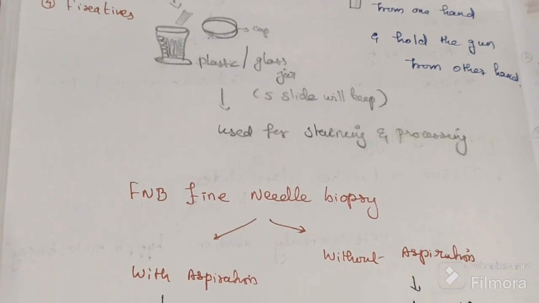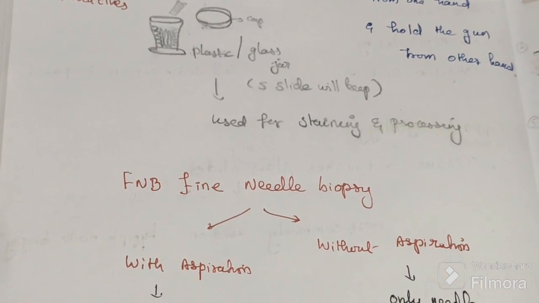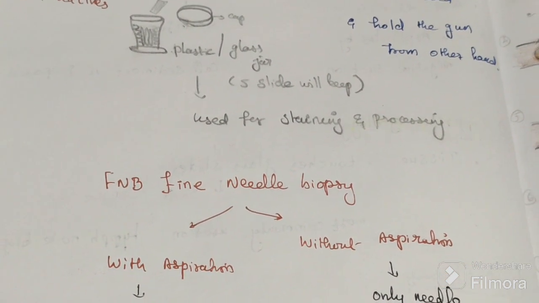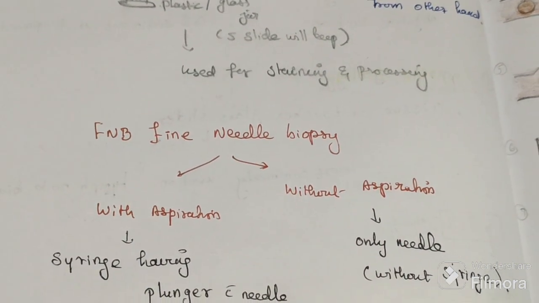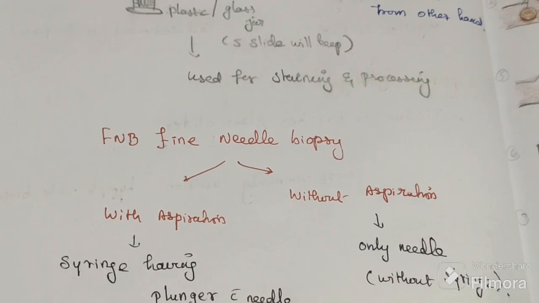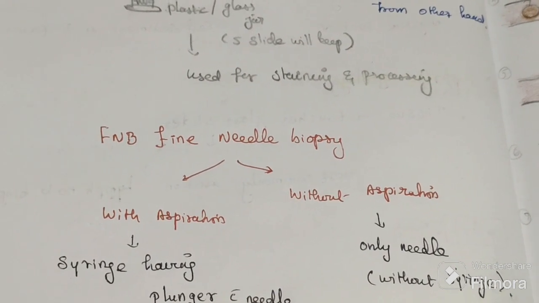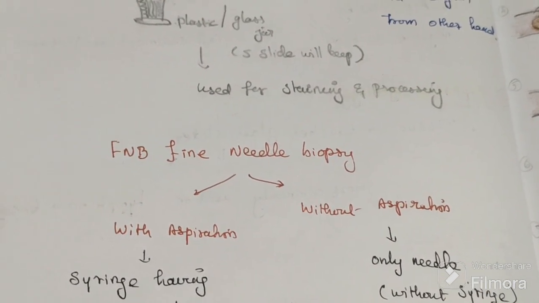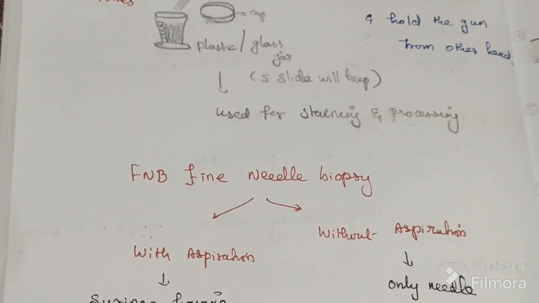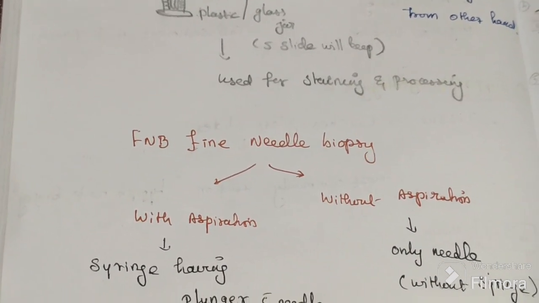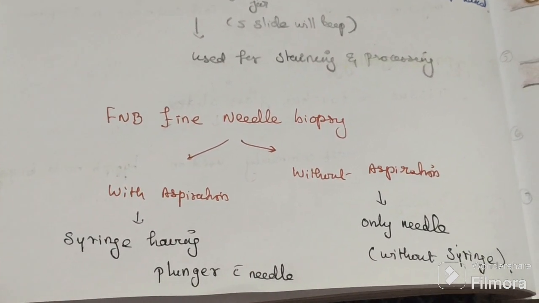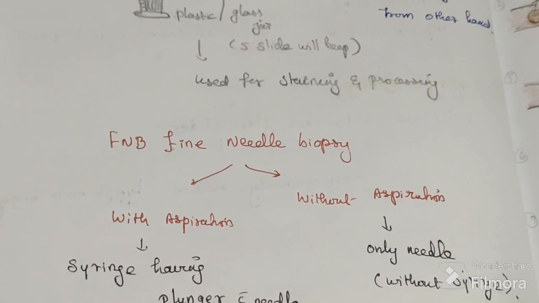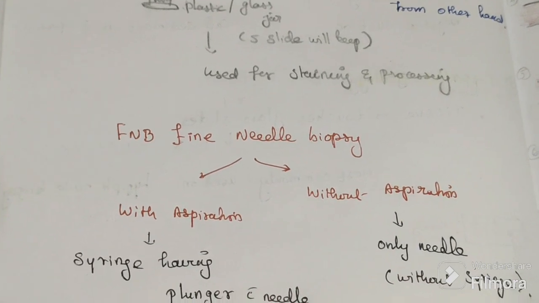Then two important basic things: fine needle aspiration cytology, fine needle aspiration. Okay, biopsy, FNB, fine needle biopsy. Fine needle biopsy with aspiration and without aspiration. There are two techniques, with and without aspiration. What are the differences?